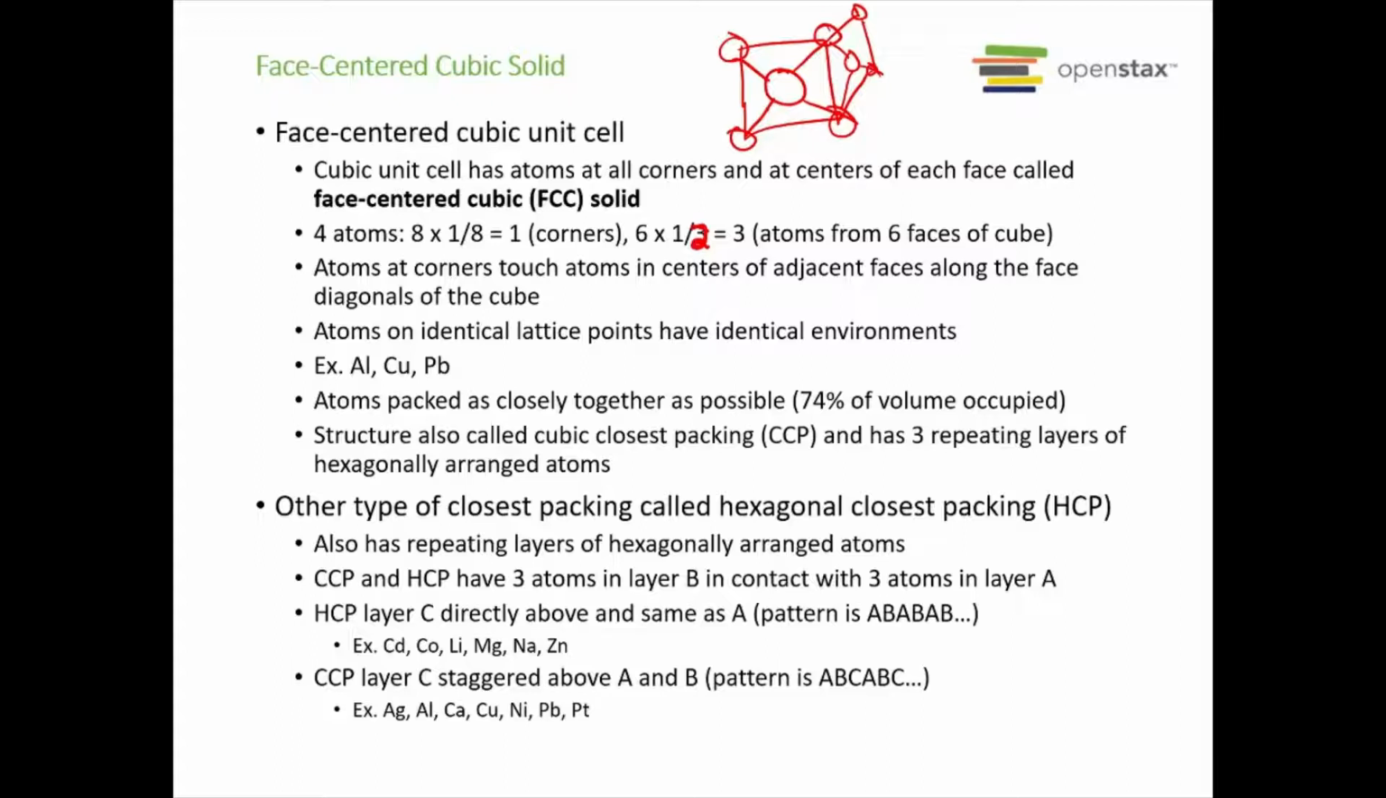But each of them have 3 atoms. They have like a layer A with 3 atoms in contact with layer B above it. The HCP has a layer C that is directly above and the same as A. So it goes A, B, A, B. Something like cadmium, cobalt, lithium, magnesium, sodium, and zinc do this. Whereas CCP has a staggered layer C. So it goes A, B, C, for instance. A, B, C. Silver, aluminum, calcium, copper, nickel, lead, and platinum are some examples.